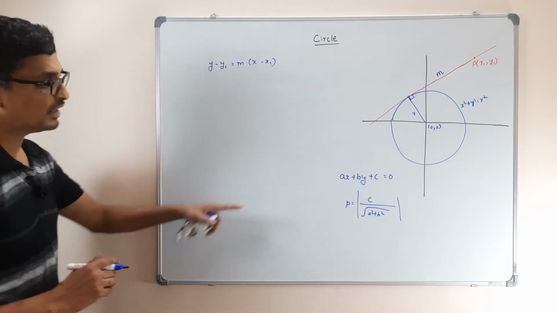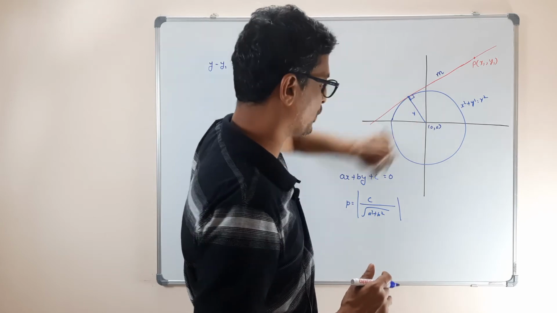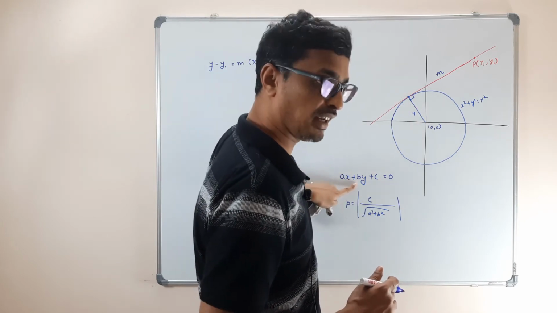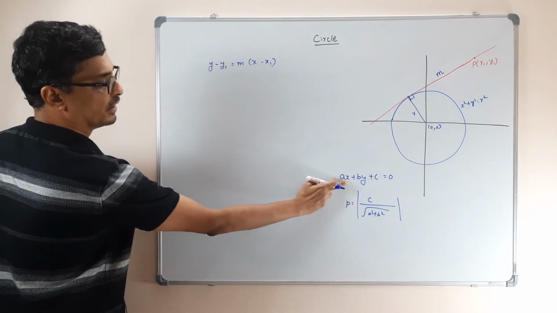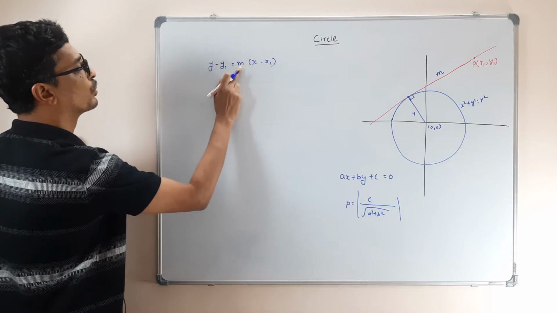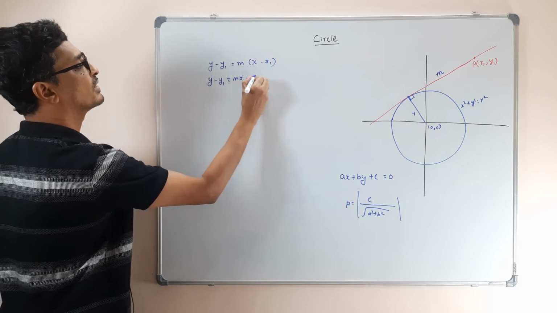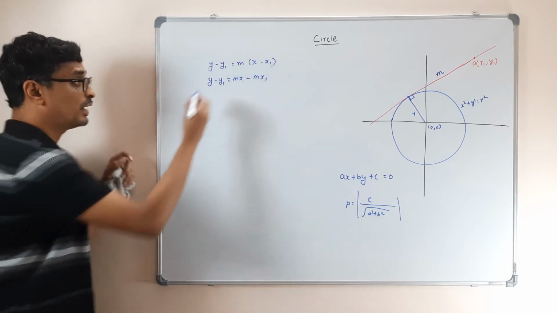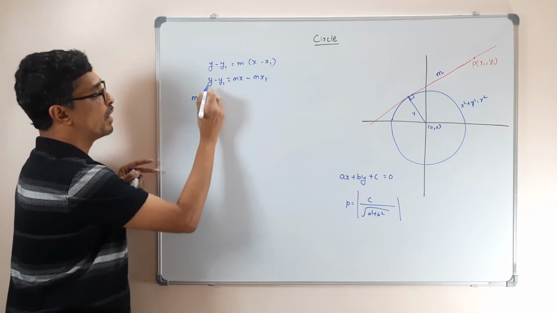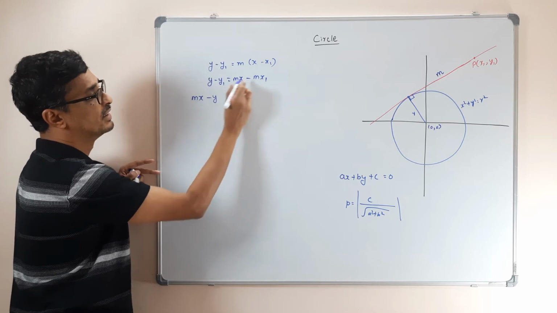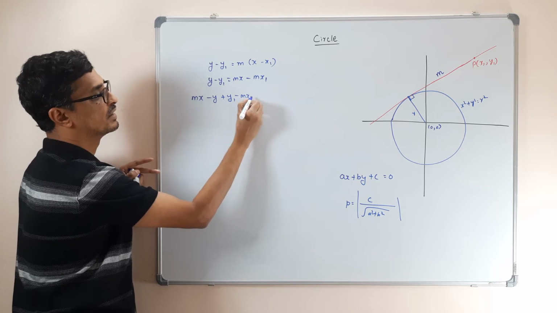So let us try to find out. Again we are given this line. What's the distance of this line from the origin? Basically we want to write the line in this form, so let us take the x, y and the constant terms. Opening it up: y minus y1 equal to mx minus mx1. Let us take everything to this side. So we have mx minus y plus y1 minus mx1 equal to 0.